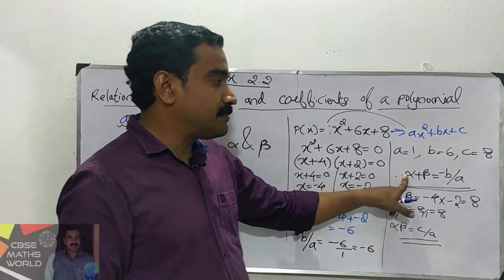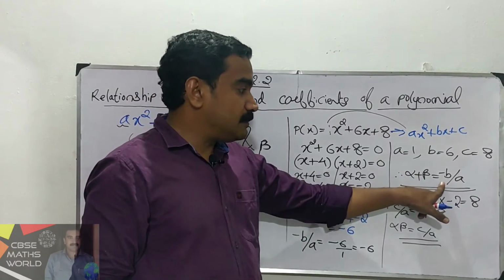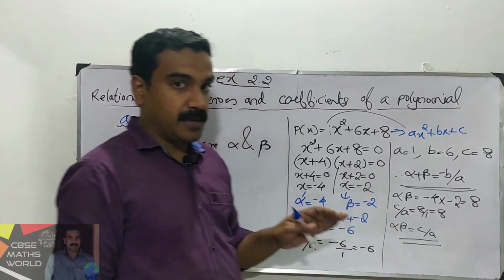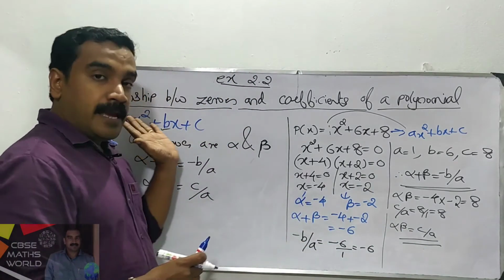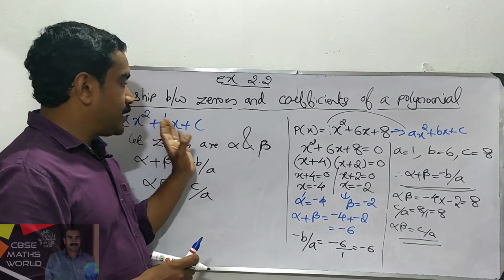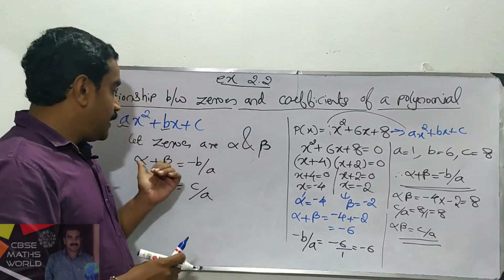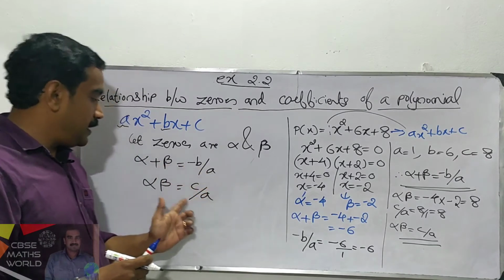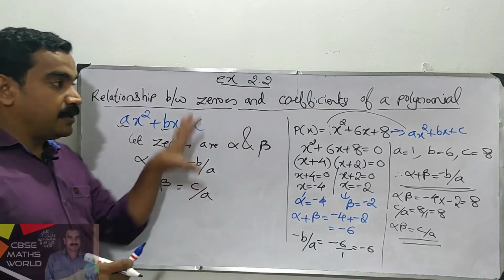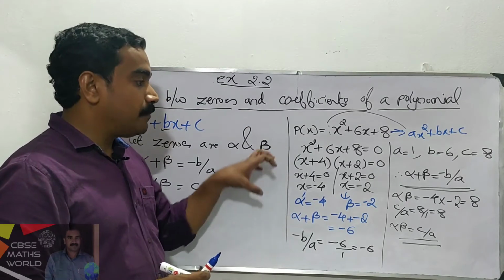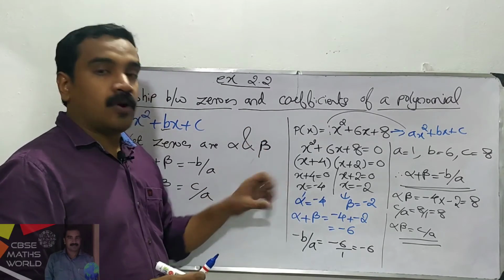What is the first relationship? Alpha plus beta equal to minus b by a, and the second one is alpha into beta equal to c by a. So once again, for a second degree polynomial ax square plus bx plus c, if two zeros are alpha and beta, then alpha plus beta equal to minus b by a and alpha beta equal to c by a. This is the introductory part of the second exercise. Based on this, we want to solve the exercise.